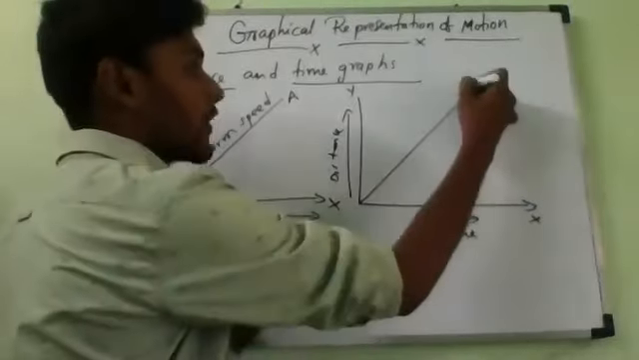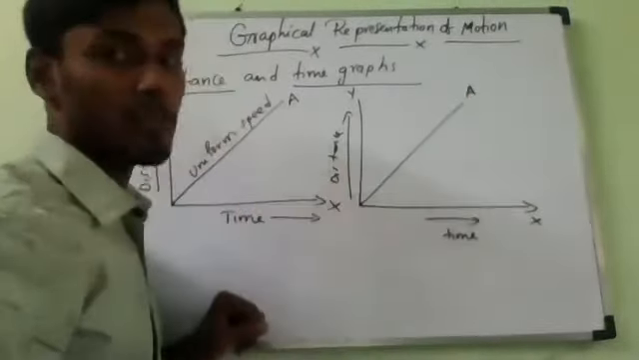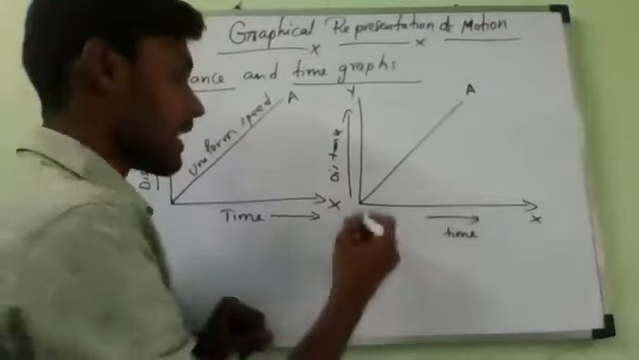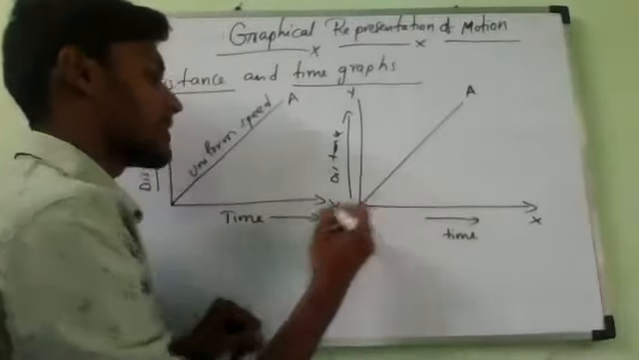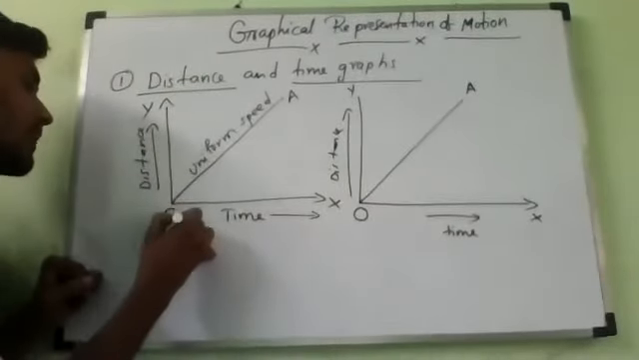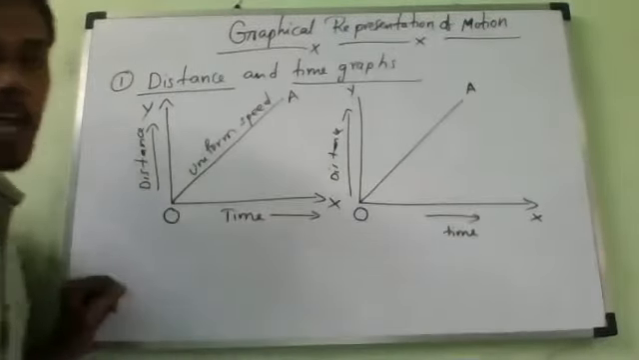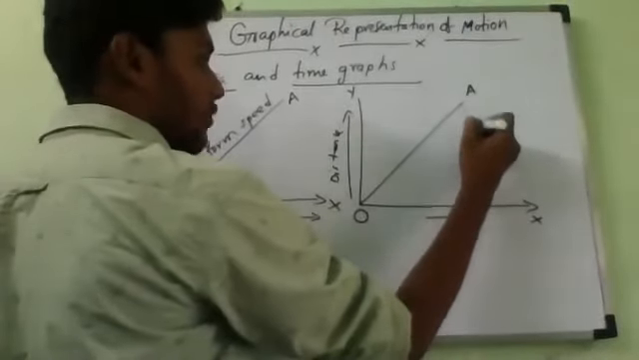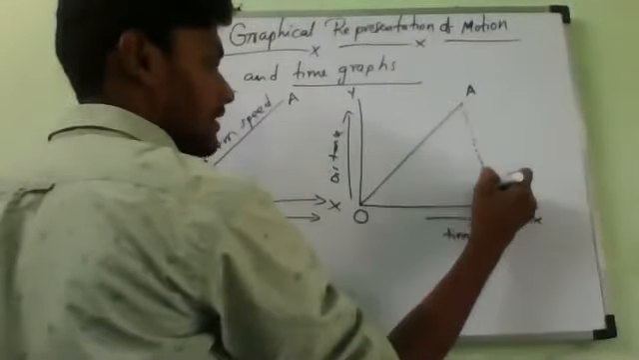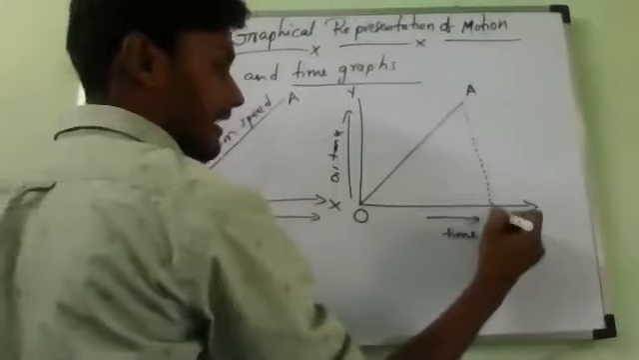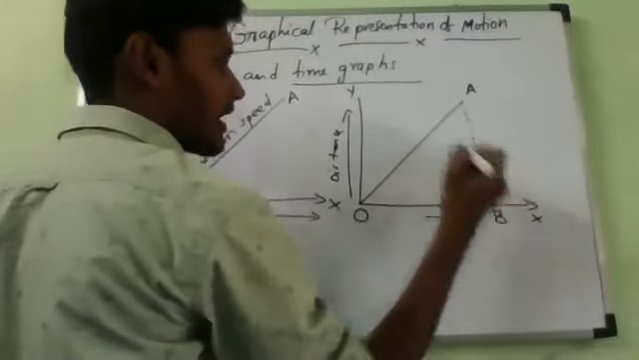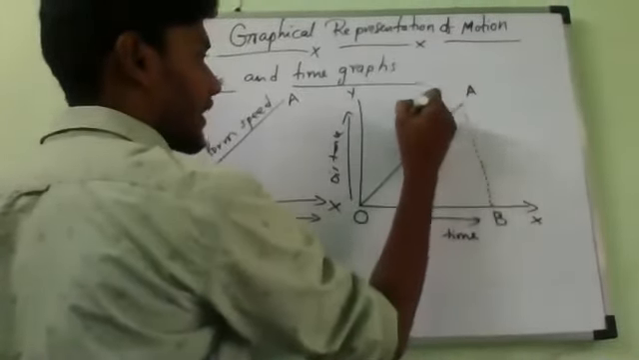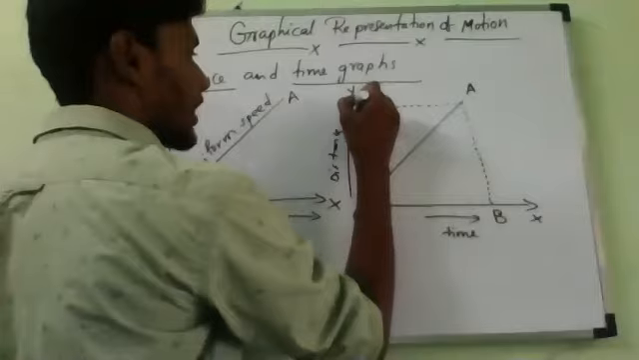Now, sir, how do we find the speed of a body? As we know, the initial point is represented as O. If we take a particular point A where we want to find the speed, extend it to the x-axis; let me assume that point is B. In the same way, extend it to the y-axis; let me assume that point is C.